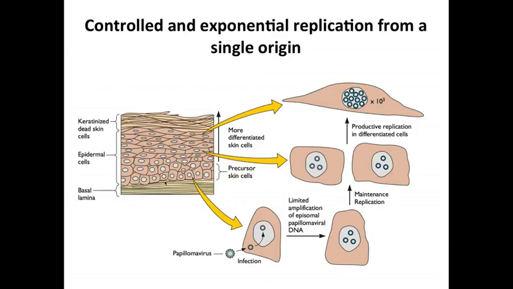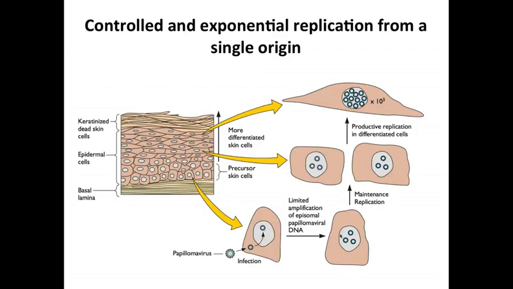The viruses are introduced into the epithelium, typically by some kind of a cut or abrasion, and the viruses initially infect the lower precursor skin cells at the bottom of the epithelial layer. And here you see a papillomavirus infecting a cell. Now remember, the papillomavirus genome is a circular double-stranded DNA, rather small, with a single origin of replication. So initially, there is limited amplification of episomal DNA in these precursor skin cells.